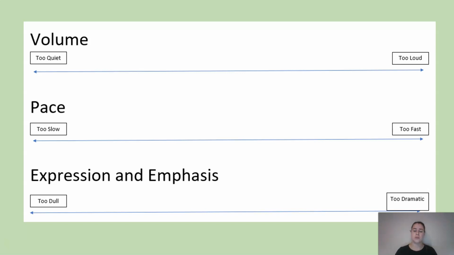So what I'd like you to do is pause the video. You can go back and rewind it and watch the two videos again because you should have this sheet in front of you. And I would like you to consider those three different elements for both your videos and just write down where you might pitch both of those videos.